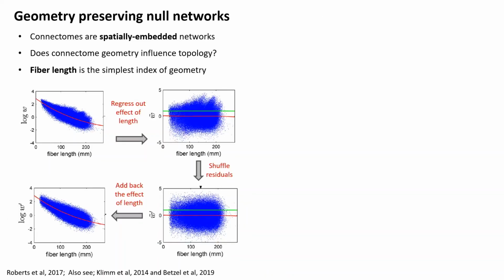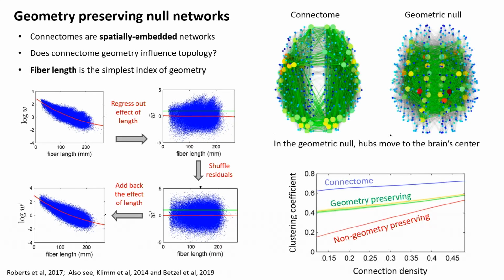So I would also like to mention that more recently there's been a lot of work on preserving the geometry in our null networks. And by geometry here I mean the length of connections. This could either be the length of an axonal connection estimated using tractography, or the Euclidean distance between nodes. I won't go into the mechanics of the approach, but what we see here is that if we generate null networks that preserve geometry, it becomes harder to beat the null.